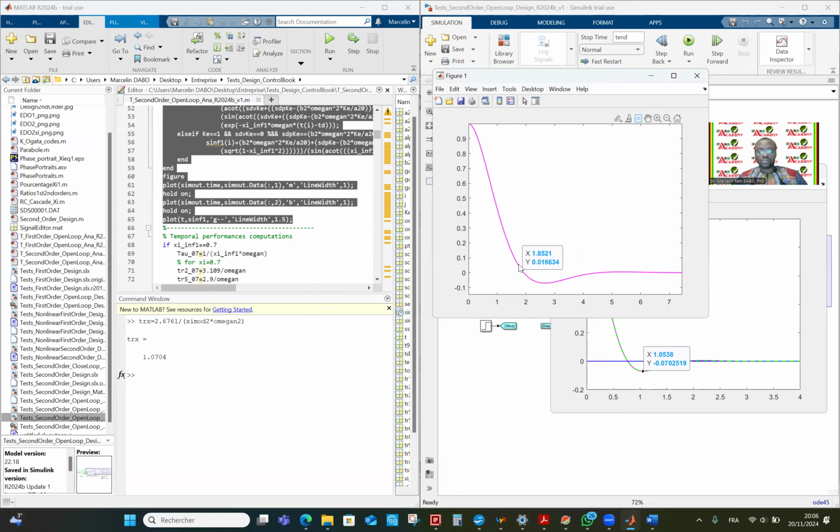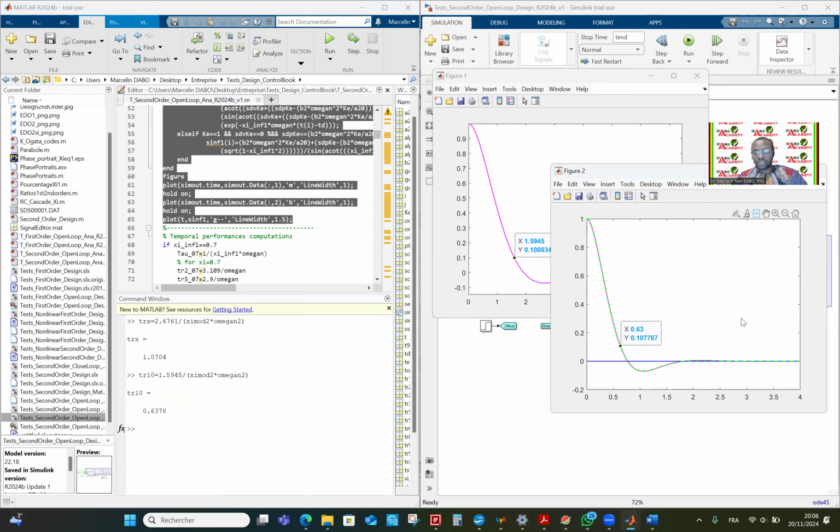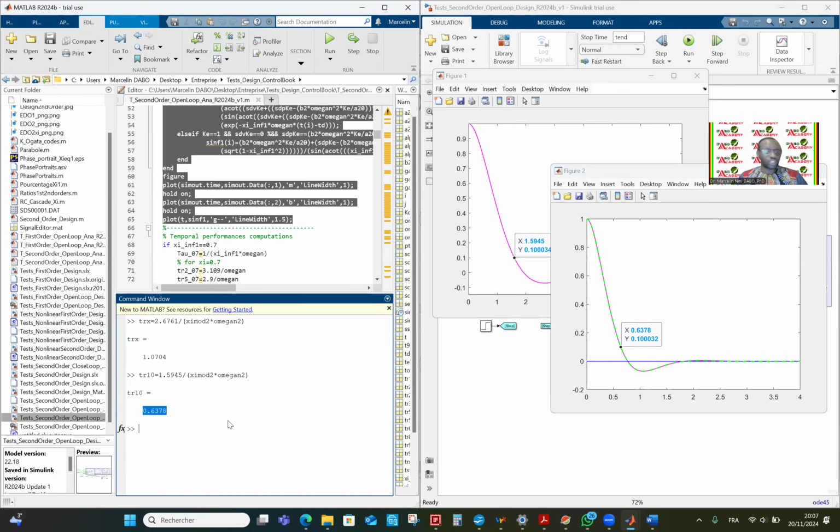If I consider, for example, the response at 10%, just to show you what I will be having. Let's put it at 10%. So the corresponding alpha of the time response at 10% is equal to 1.5945. This is it. I say, okay, this is the time response that I have. If I come to check here, at 10%, you can see that here I have 0.6378. That is exactly the time response that I have computed theoretically. So this is what I wanted to share with you.